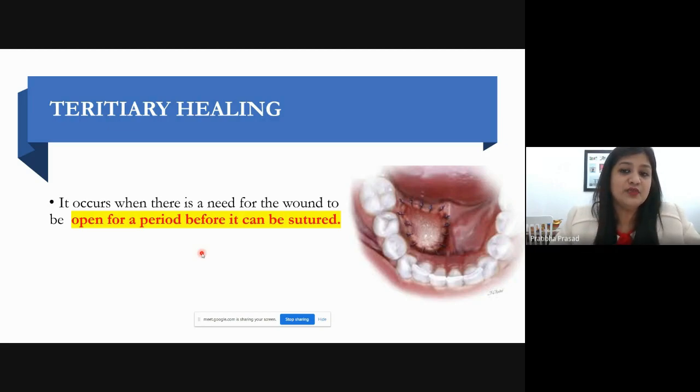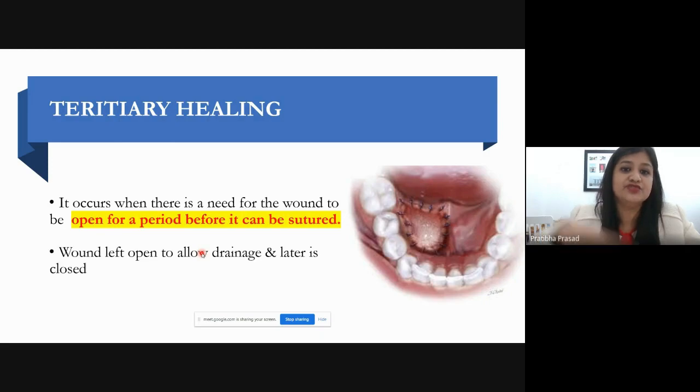But what happens is we leave the wound open for a period, mainly for the reason to drain it, okay? Drain it, and then the lesion gets filled with the granulation tissue, and then the surgeon closes it. So this is an intentionally left open wound. So that is called as healing by tertiary intention.